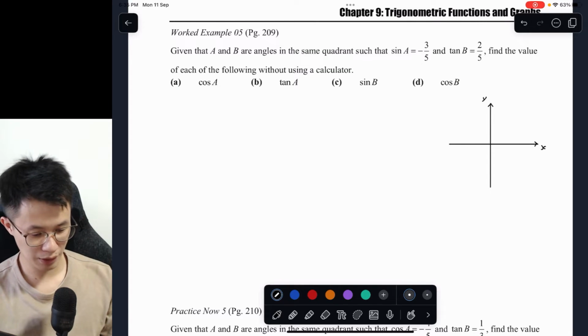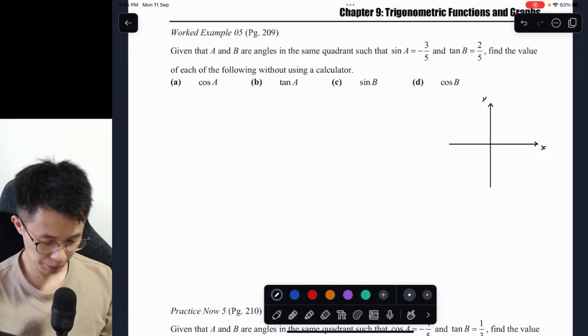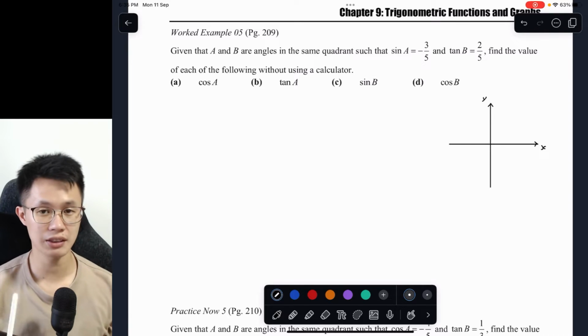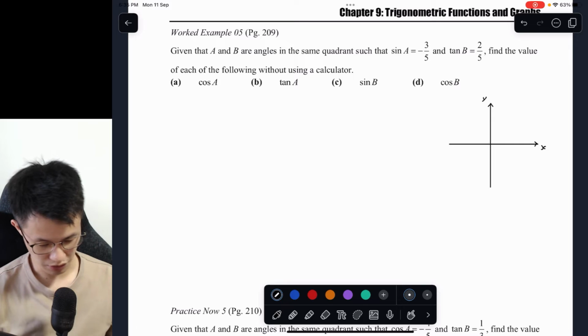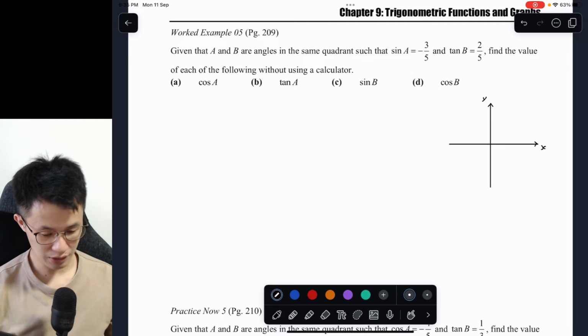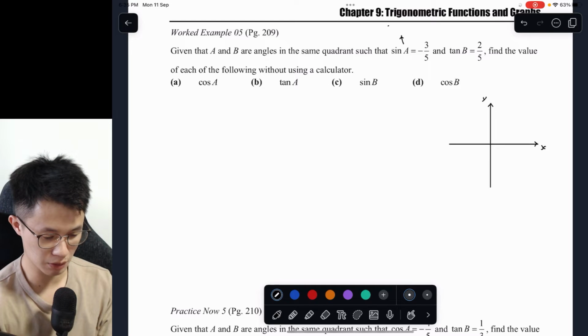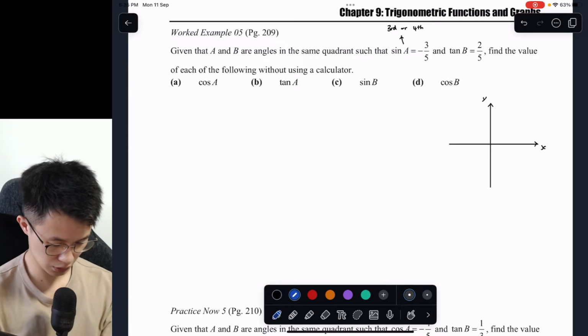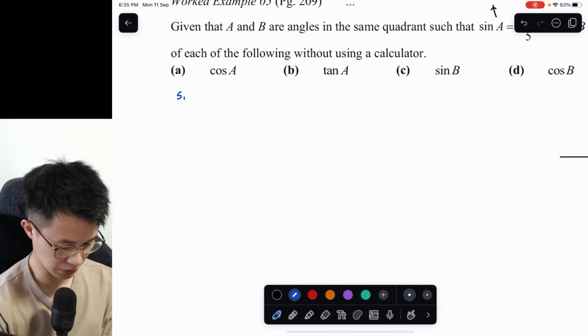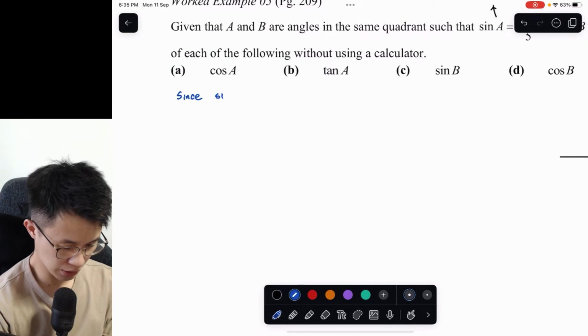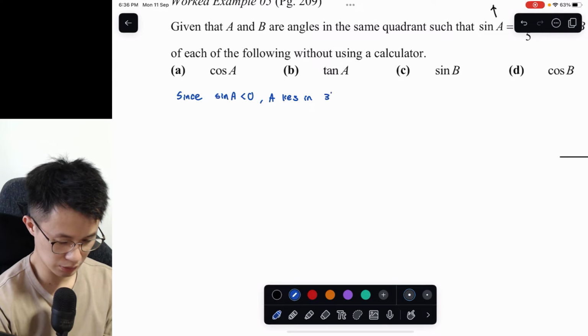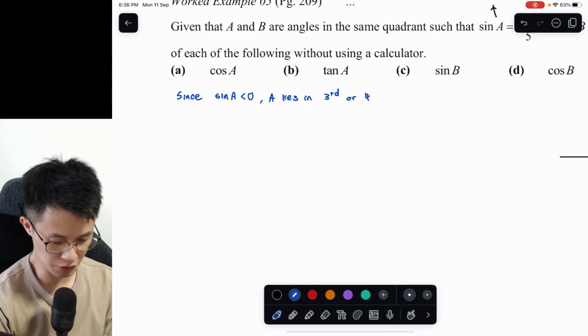Now, sine A is negative. If it's a negative trigonometric ratio, it would lie in the third or fourth quadrant, right? So this is something you don't really have to write, but maybe we just write it down. Since sine A is less than 0, A lies in the third or fourth quadrant.